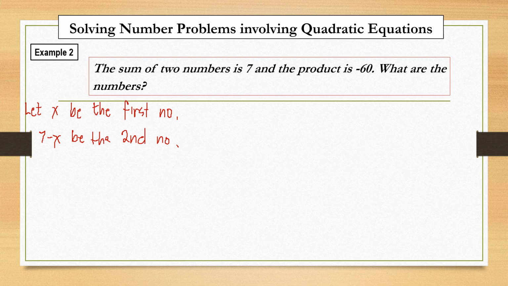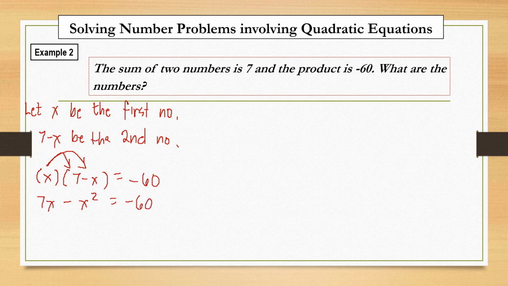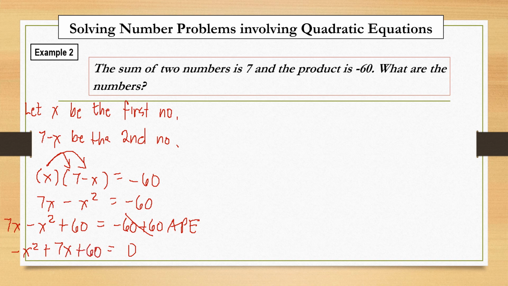According to the problem, their product is negative 60. So if the first number is x and the second number is 7 minus x, we represent their product as x times quantity 7 minus x is equal to negative 60. By distributive property, we have 7x minus x squared is equal to negative 60. By addition property of equality, we have 7x minus x squared plus 60 is equal to negative 60 plus 60. We now have negative x squared plus 7x plus 60 is equal to 0.